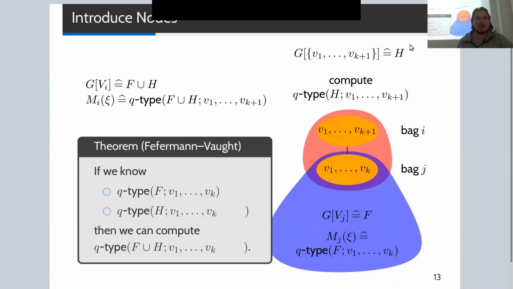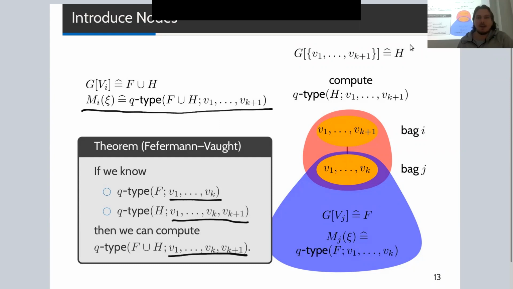The usual version of Feferman-Vaught doesn't quite give it to us. Here the boundary is three times the same thing. But luckily, there's a more advanced version; the version that I presented so far is a bit reduced. You can buff it up a bit and formulate the Feferman-Vaught theorem also like this. This is another way to phrase it. If you have a boundary here and another boundary here, then you can even get the union of the two sets here. So in particular, we know the Q-type on v_1 to v_k and the Q-type on v_1 to v_{k+1}. Then Feferman-Vaught even gives us the Q-type of the union on v_1 to v_{k+1}. And this is exactly the thing that we need for our records here. This is how the introduce operation works. Other questions on this?